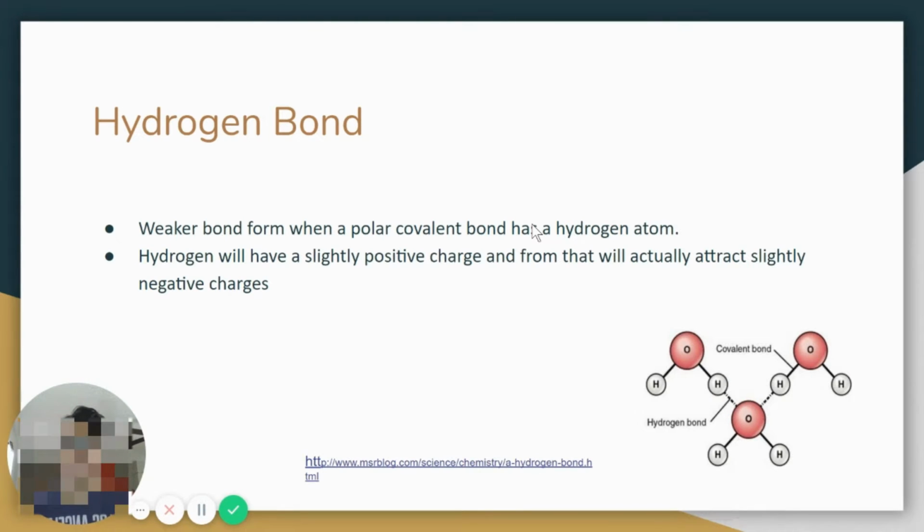So that slight positive charge in hydrogen attracts other water molecules through the negatively charged oxygen, and it brings all the water together, and that's how you get the form of liquid water. That's the way they're formed together.